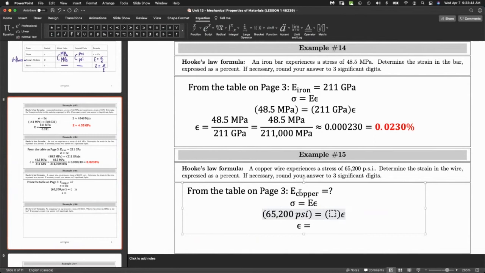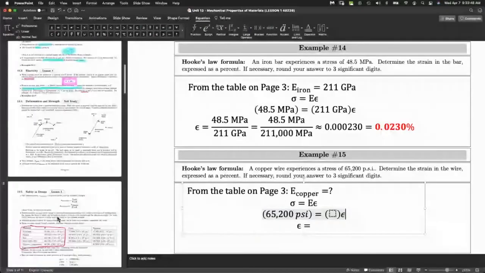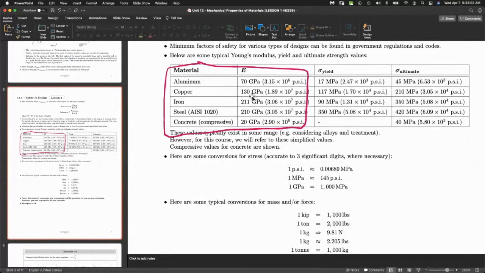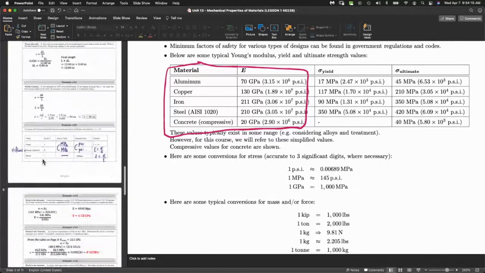But we don't know what the Young's modulus is for copper. So go back here to copper on page 3. Copper, we have two numbers. We have 130 gigapascals, and then we have a number that's in psi. You want to use the number in psi because the question is in psi. It's in the imperial system. So that's 1.89 times 10 to the 7, or roughly 18 million, 19 million, sorry.